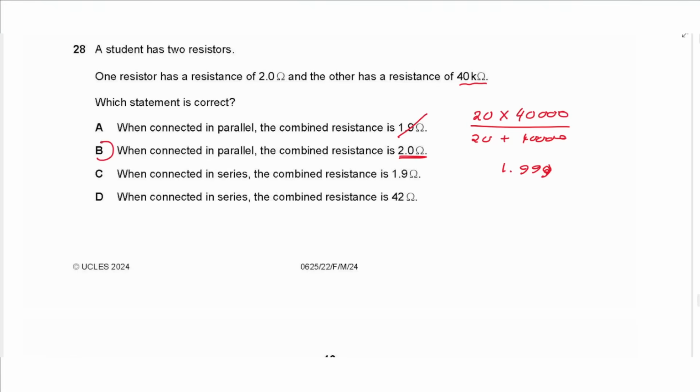So we choose B. And checking the other choices, connecting in series, it cannot be less than either of the resistors since we add resistors in series, and it is not 42 ohms because there is a kilo in this, so it will be 40,002, not 42.